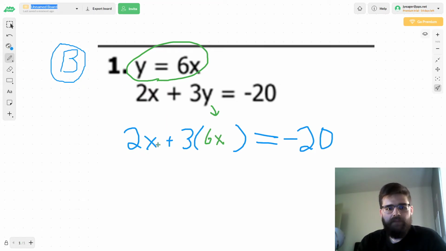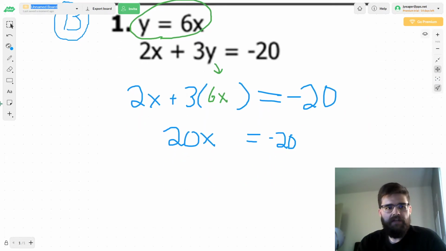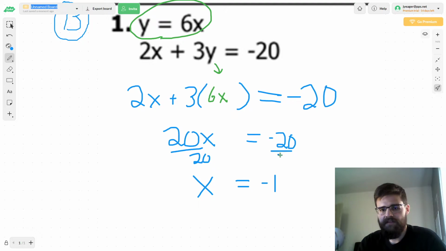Cool. All right, so now we got 2x plus, this is going to be 18x, right? 3 times 6 is 18. So 2x plus 18x is 20x. Skipping a step there. So 20x is equal to negative 20. We don't want 20x though, we just want a single x. So we divide by 20. We get x is equal to negative 1. Again, right here, I'm dividing by 20 to get rid of this. I got to do it to the other side as well.